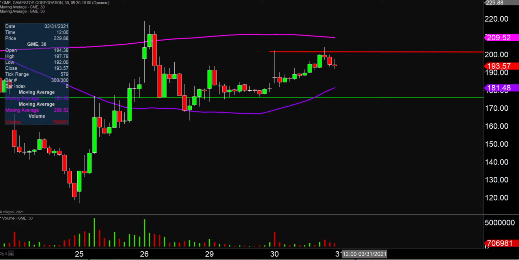But at the end of the day, the moral of the story here is the price is putting in higher lows, and that's ultimately what matters most. As long as the price is building higher lows, then everything else takes care of itself, including breaking areas of resistance. So let's see what this one has to offer on Wednesday.